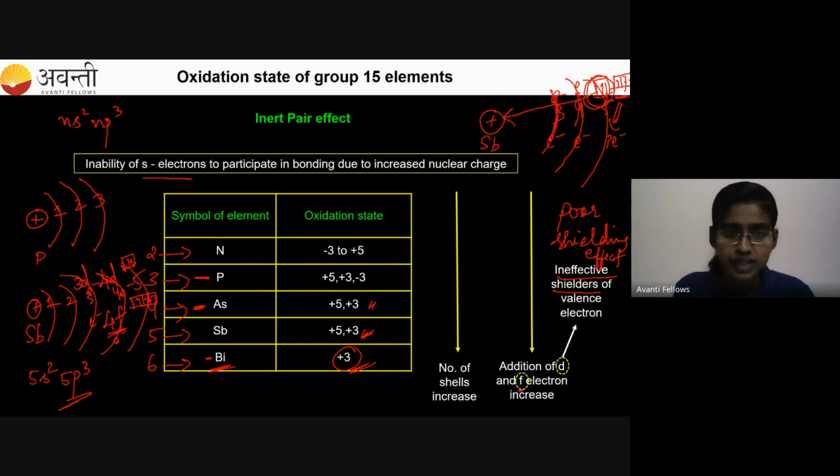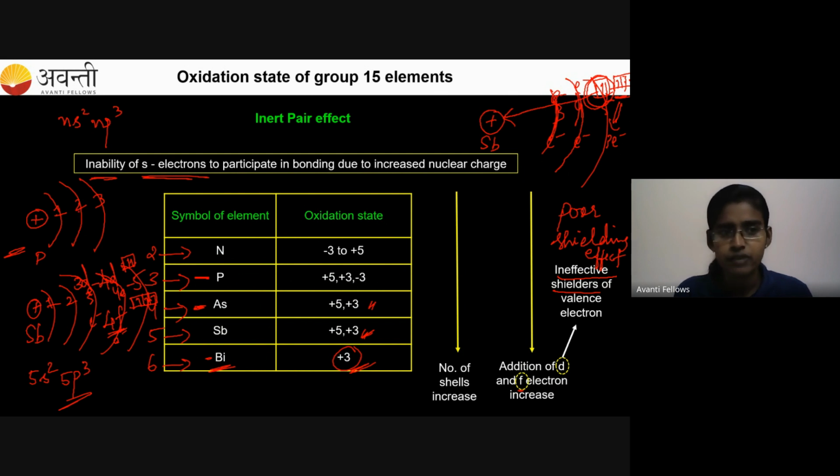So the s electrons are unable to participate in bonding due to the attraction towards the nucleus because of the poor shielding by the d and f electrons present inside them. Whereas in the case of phosphorus, we don't have d orbitals and f orbitals, so there is no d or f electron shielding. Only p electrons and s electrons will be there.